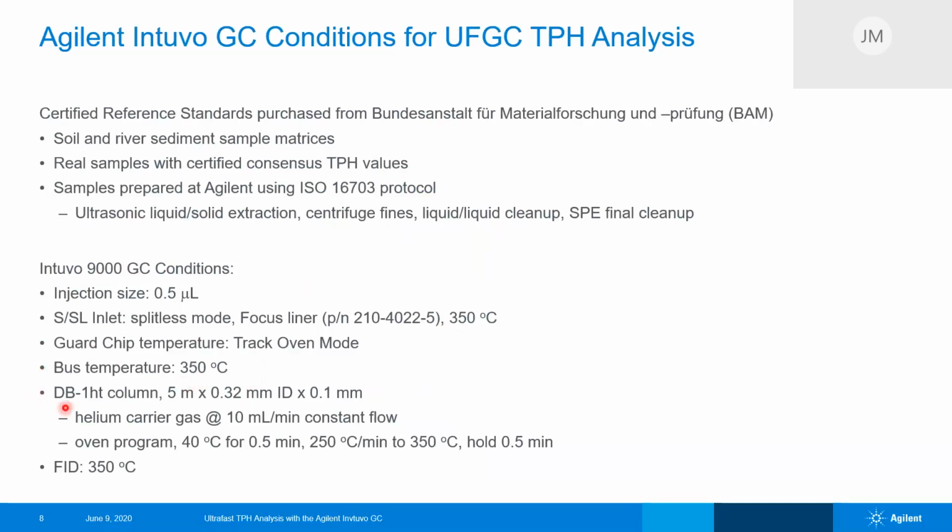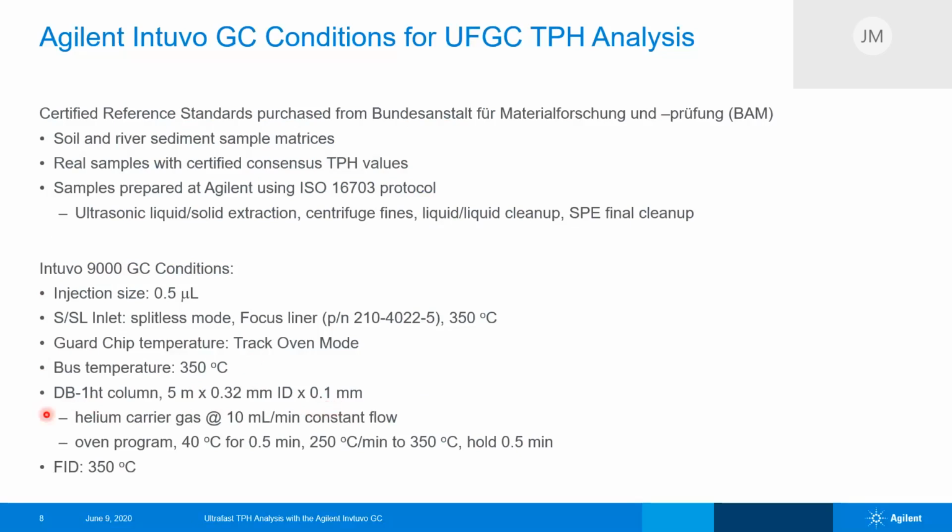The column we're using is a high temperature column. It's a DB1 HT. As I said, we're going to be using a shorter column, so 5 meters, 0.32 millimeter ID, with a thin film, 0.1 millimeter film thickness. And for doing high boiling components, thinner film columns like a 0.1 millimeter allow those high boiling components to elute out of the column faster. As I said, we're really trying to improve the speed here.